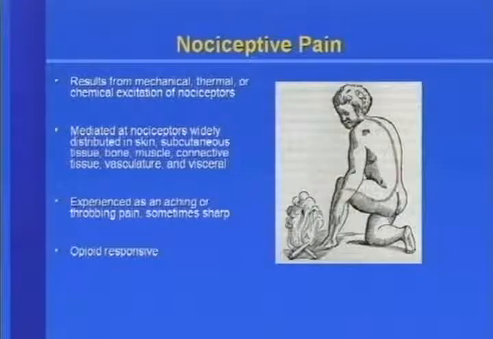Nociceptive pain is thought to result from some thermal or mechanical excitation of nociceptors or the pain receptors. As Dr. Lin mentioned, the nociceptors are typically located throughout the body. You can think of them as being located in the skin, in the subcutaneous tissue, in the muscles, in the viscera, around the blood vessels as well. Many patients will say that this type of pain is typically aching or throbbing, sometimes sharp. And this pain is typically responsive to morphine, fentanyl, Dilaudid.